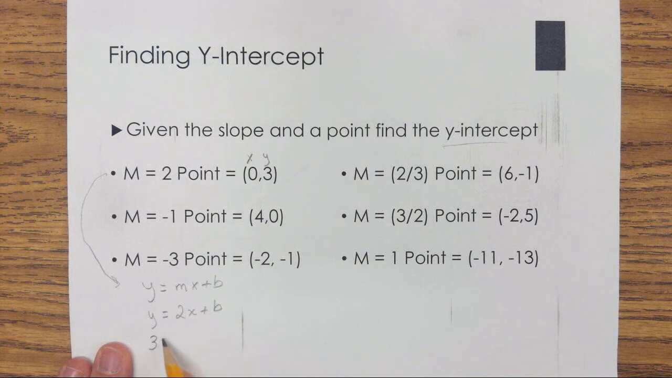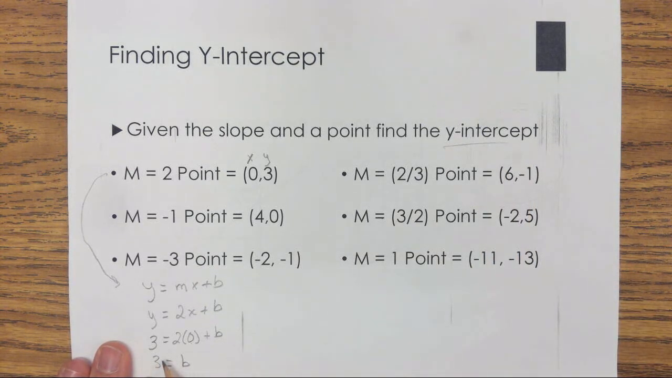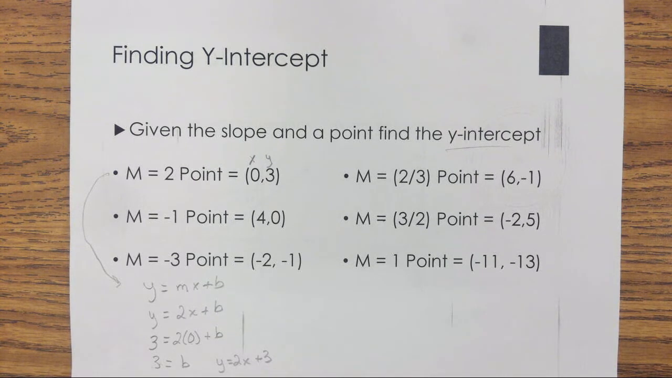So I'm going to plug those in. I've got 3 equals 2 times 0 plus b. 2 times 0 is 0. So I've got 3 equals b. So I know my y-intercept is 3. Now usually after they give us this, they'll want us to write the equation of the line, plugging that in. So I'll get y equals 2x plus 3 is the equation of my line.